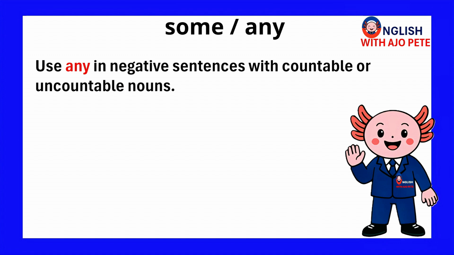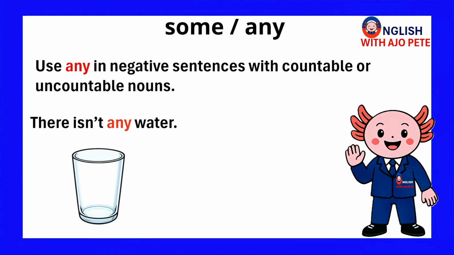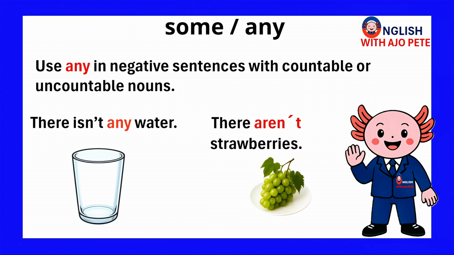Any. We use any in negative sentences with countable or uncountable nouns. Examples: water. There isn't any water. Strawberries. There aren't any strawberries. Any can also be used in questions, but today we'll focus only on the negative form.